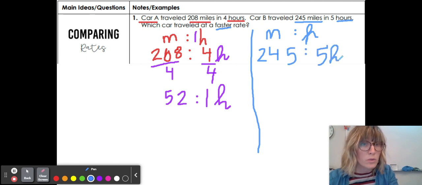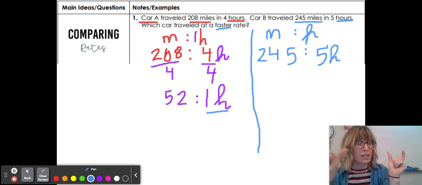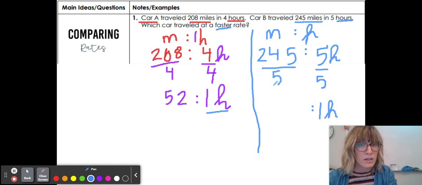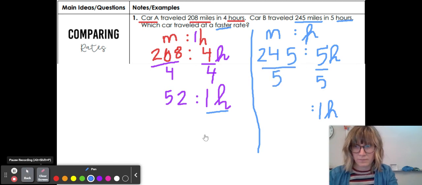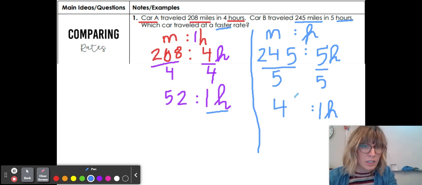And we want to compare by getting it down to the same length of time so that we can compare the miles more easily. So in order to get the hours down to one, we can divide 5 by 5 to get us our 1 hour. Whatever we do to one side, we need to do the same to the other. So let's do 245 divided by 5, and we end up with 49 miles.